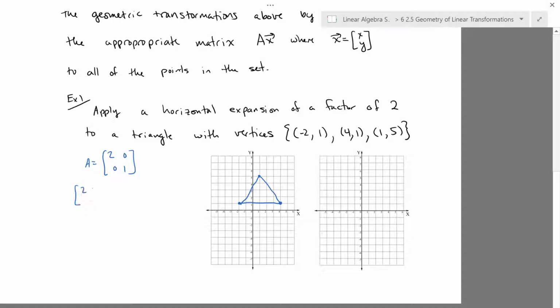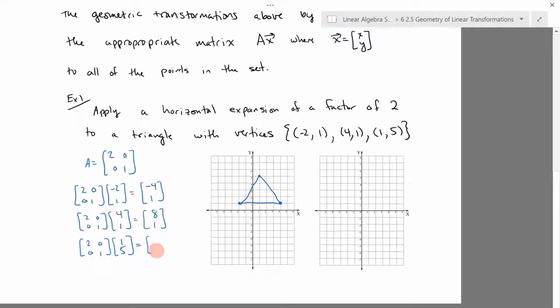So 2, 0, 0, 1, applied to the first point, negative 2, 1, gives negative 4, 1. Then I apply it to the vector 4, 1, and calculating it, it becomes 8, 1. And finally, I transform the last point 1, 5, and it becomes 2, 5.